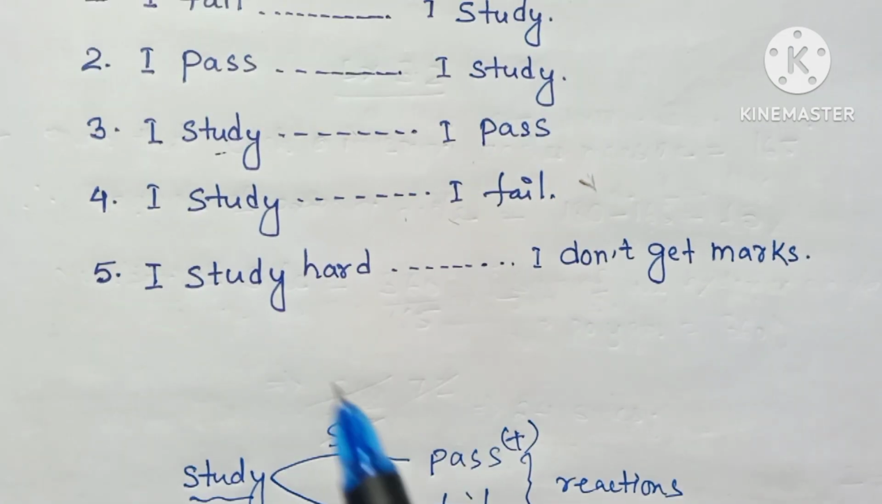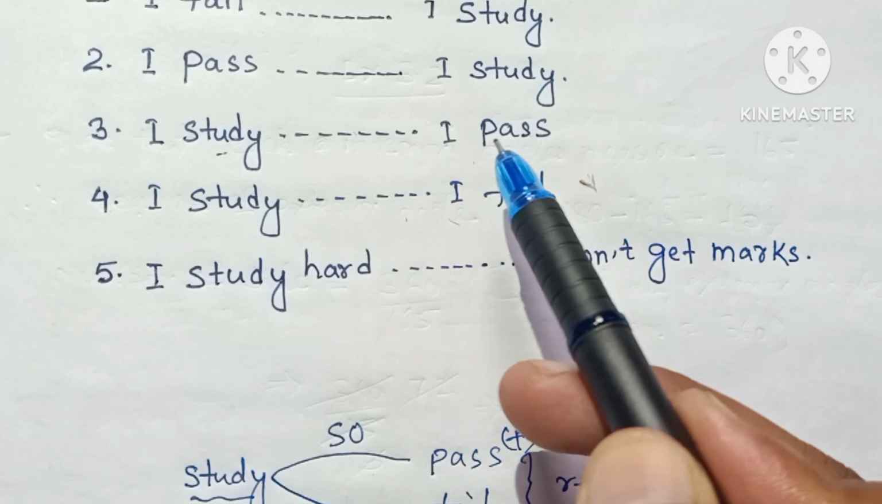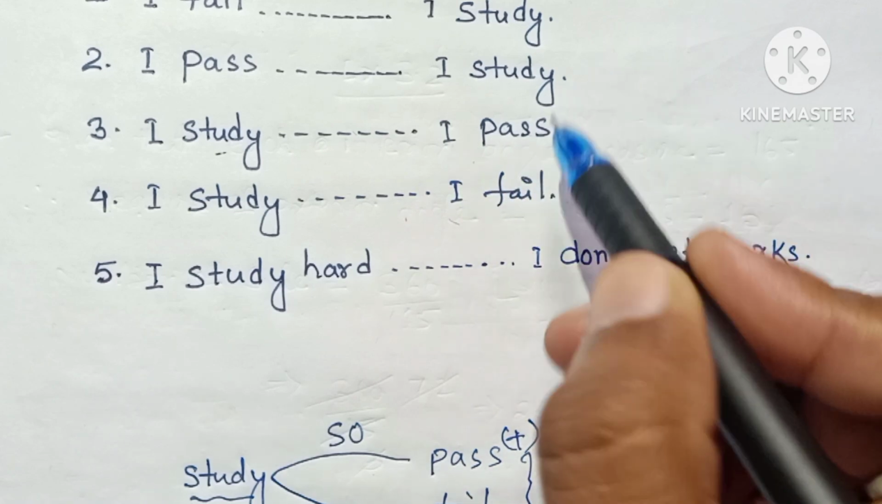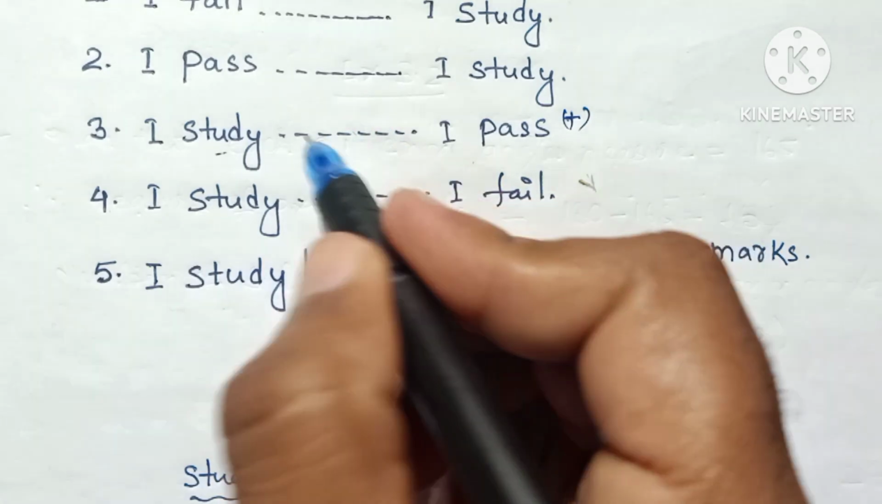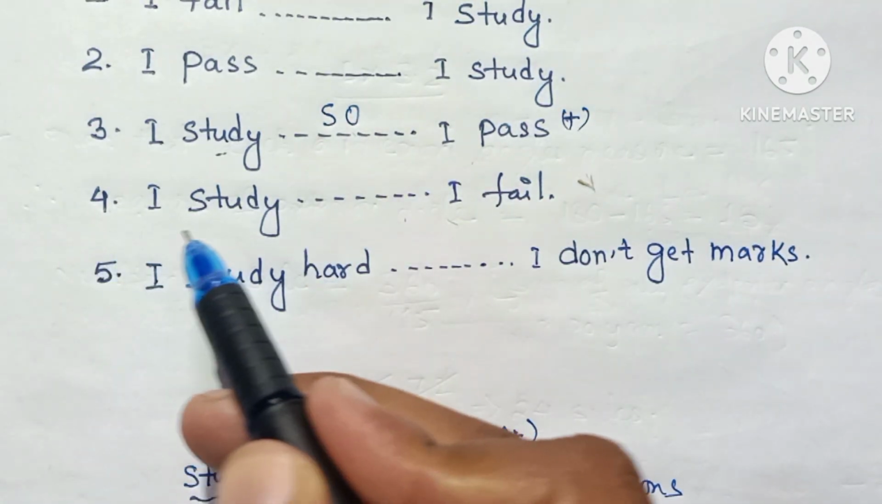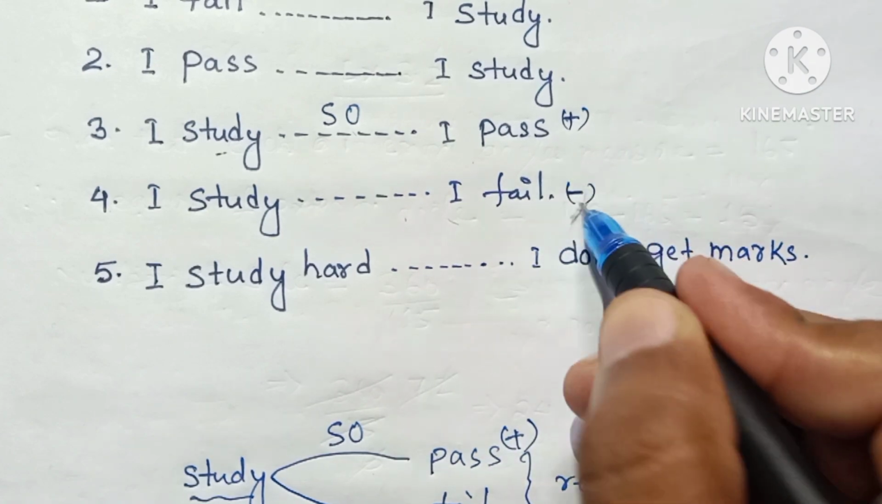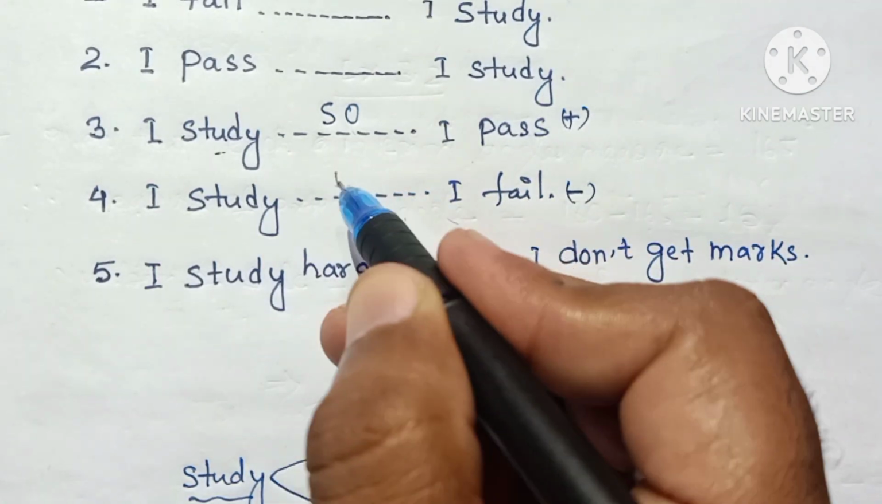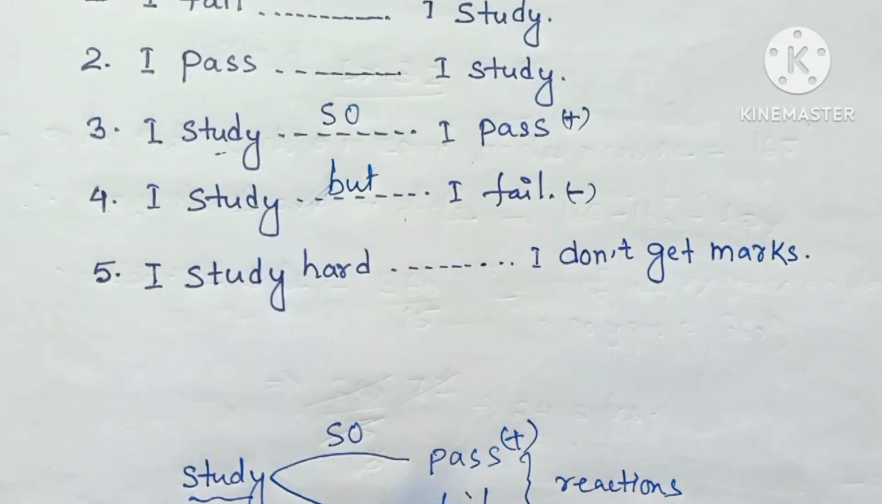Like here in question number 3, I study, this is the action, and I pass, so this is the reaction. So we have a positive reaction, so we will use here so. And in question number 4, I study, I fail, so we have here a negative reaction, so here we will use but.